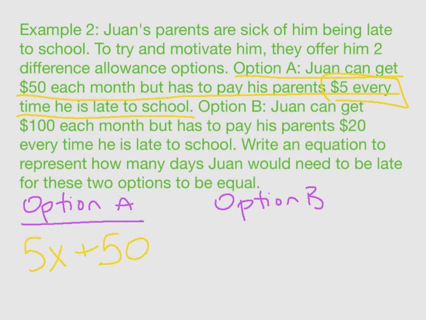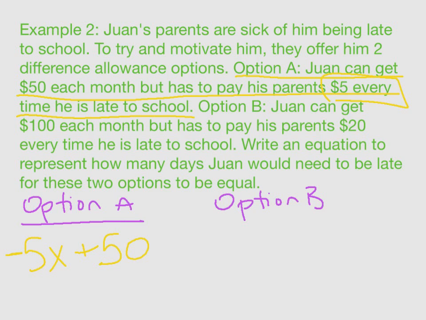Now let's go back and make sure that we understand our positives and negatives here. Juan is starting with a positive $50. His parents are giving him that. But if he is late to school, he has to give his parents $5. So that means that my change is going to be a -5 because he's giving that money back to his parents. So that would be negative.